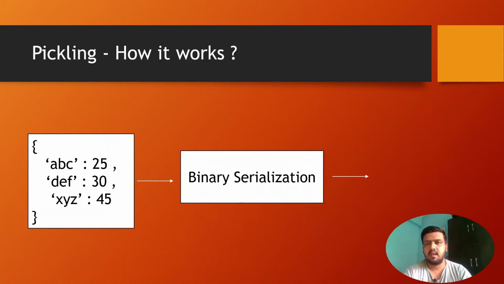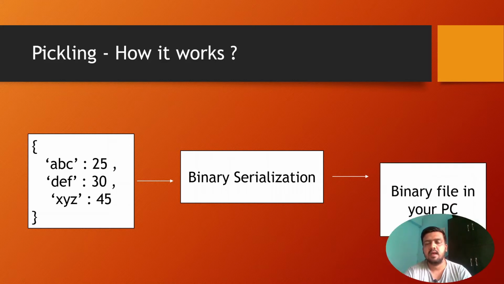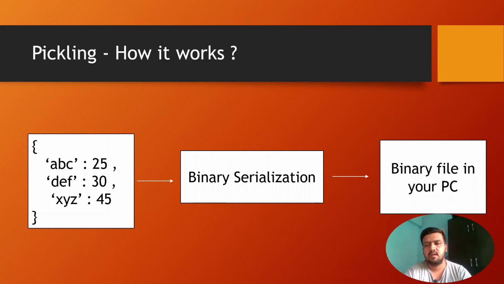Internally it will do a process known as binary serialization, which you can relate to converting the object into byte streams or bit streams so that it can be saved into the local file system. Then it will create a binary file on your PC. A binary file is in binary mode, so it is zeros and ones, and you cannot directly read it. It is not very English friendly.